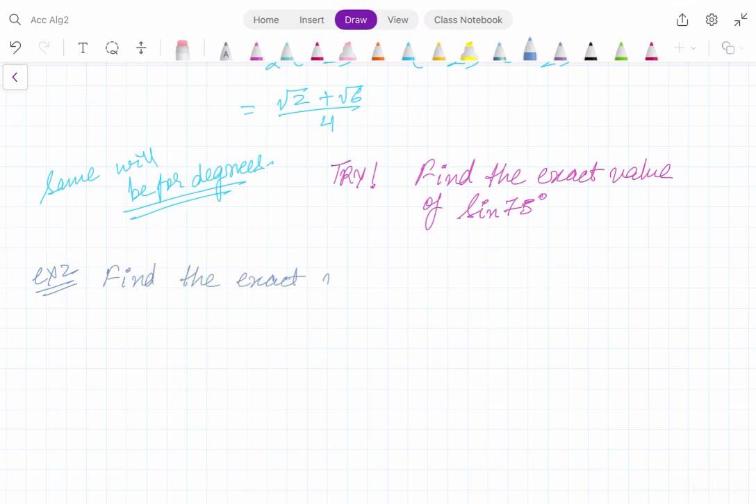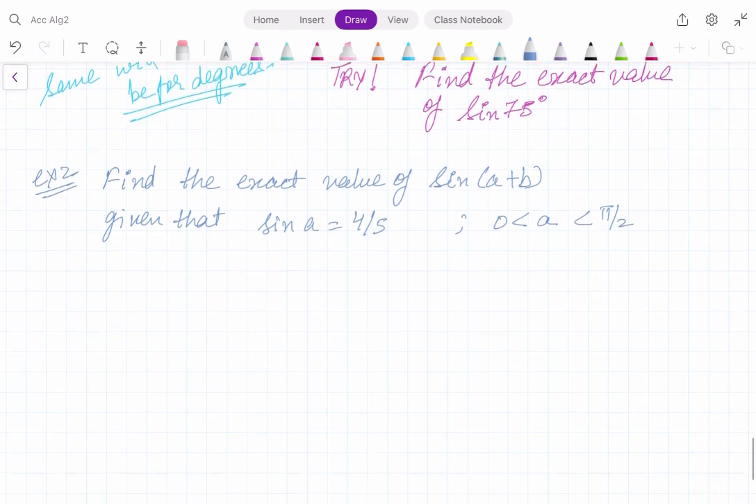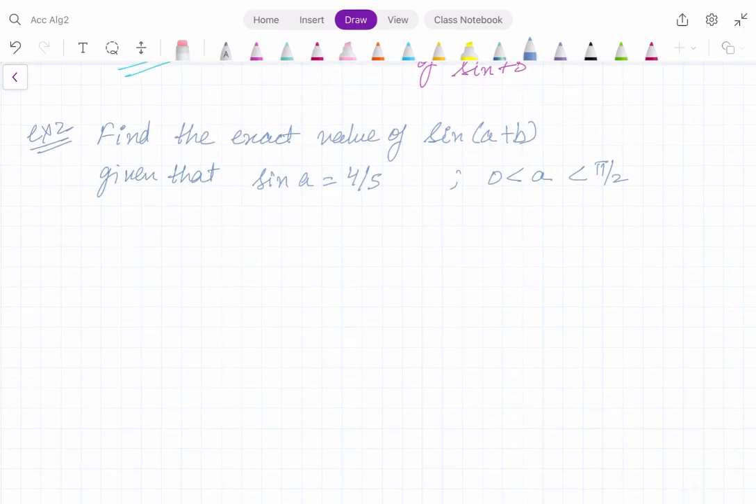Let's take one more example. Now in this particular problem, they are asking for the exact value of sine A plus B, and some information is given. They said that sine A is 4/5 provided angle A is greater than 0 but less than pi half. Further, they said that cos B is negative 12/13 provided angle B is greater than pi half but less than pi.